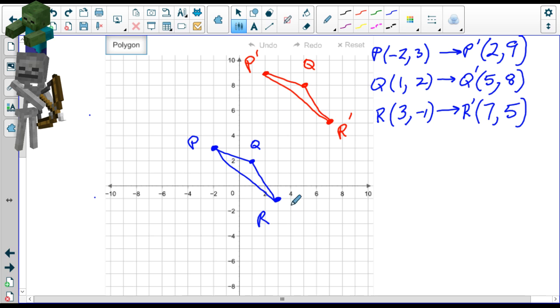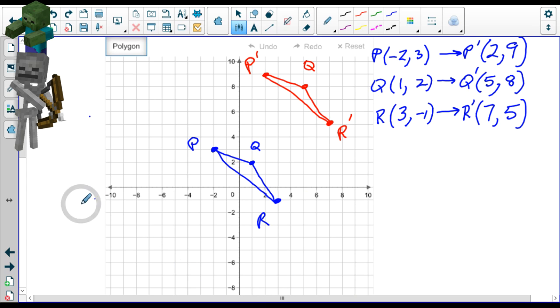Okay, so it should look something like that. Let me double check. I don't know if mine looks totally right. So that should be 2, 9, and then 5, 8, and then 7, 1, 2, 3, 4, 5. That's correct. It's just I didn't draw my lines very good or something, but those points are correct. I am looking at the key, and those are the correct points. Okay. And then you should be able to check that.